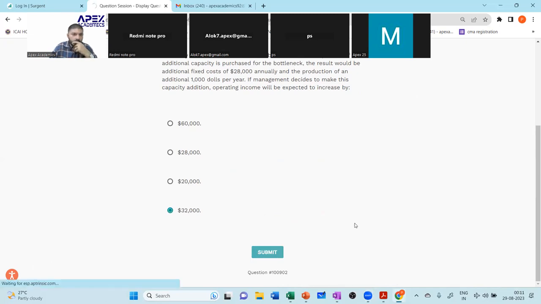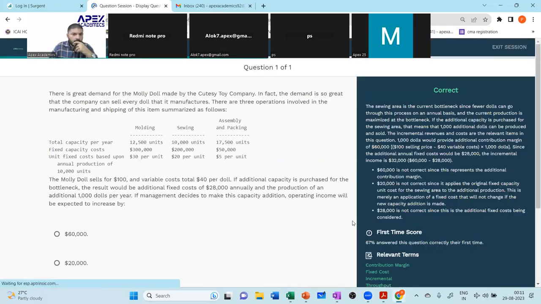So question here. What if, instead of swing, molding would have been like 10,000 units and swing would have been 12,500? Still, we would go for the molding, right? Because it's 10,000 units. Yes. Okay.